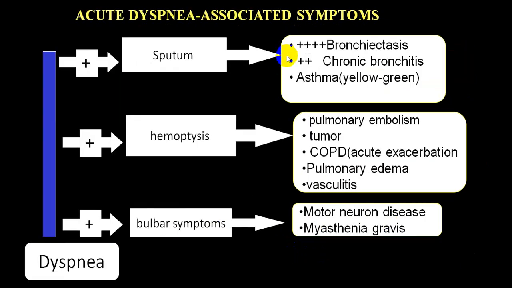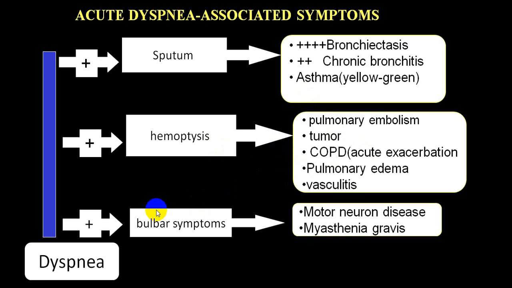Some examples: if there is excessive sputum, bronchiectasis, chronic bronchitis, usually in asthma, and if the person is having an acute exacerbation, he might have yellowish green sputum. Hemoptysis is more common in pulmonary embolism, vasculitis. Occasionally it occurs in case of an acute exacerbation of COPD or bronchial asthma.